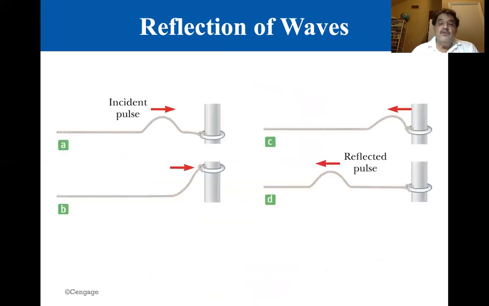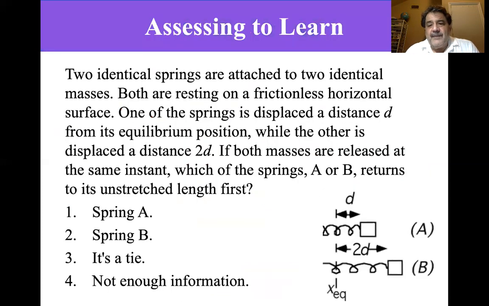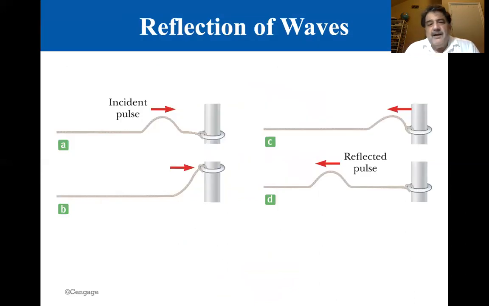Now, if you were to have it loose, if you were to have it on a loose ring, the incident pulse is just about to hit the pole. When it hits the pole, the ring goes up, and then the reflected pulse is in the same phase, the same upgoing as it was when it started. I've never been able to reproduce that, but it would be interesting to try. And that's the end of this chapter, chapter 13. The next chapter will be on sound.